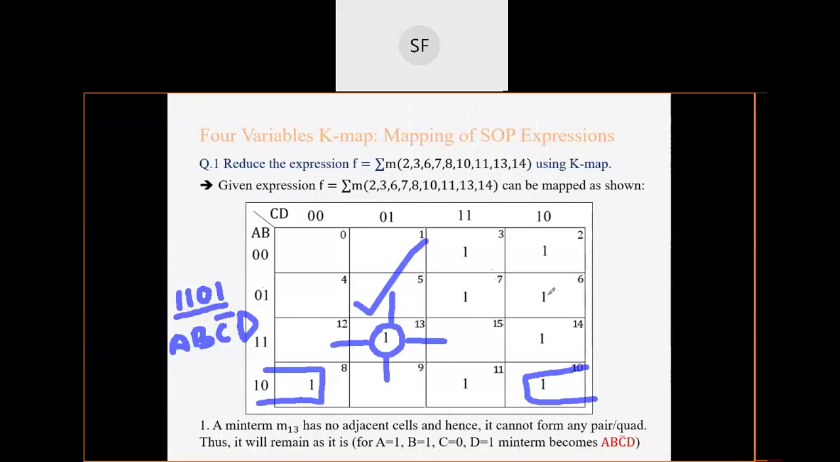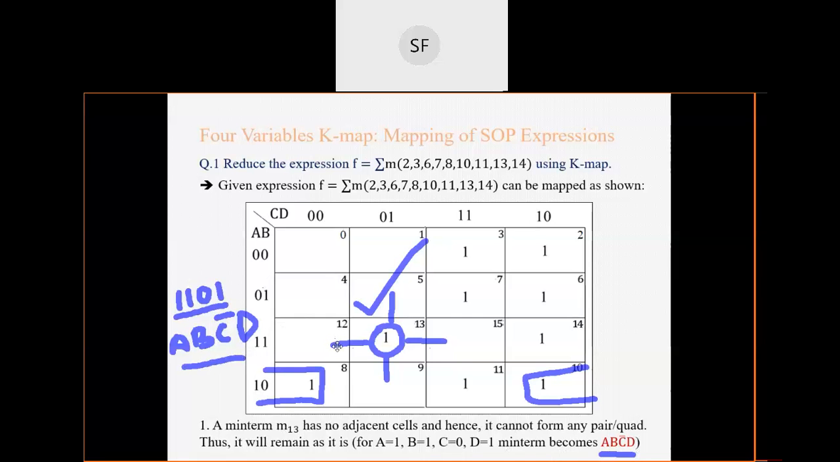ओके, 3 क्वाड के 3 टर्म आएंगे, उसके बाद एक पेयर का टर्म, और फिर ये लास्ट वाला इंडिविजुअल टर्म. So I have already written here about the individual term, that minterm M13 has no adjacent cells and hence it cannot form any pair or quad, neither octet. Thus it will remain as it is. For the values a equals 1, b equals 1, c equals 0, and d equals 1, your term becomes a, b, c bar, d. You can observe the same term I have written here.